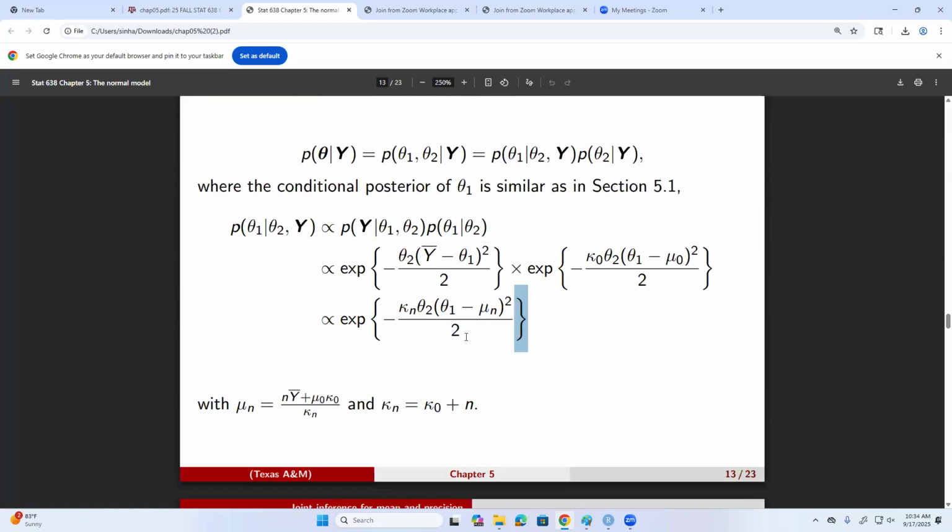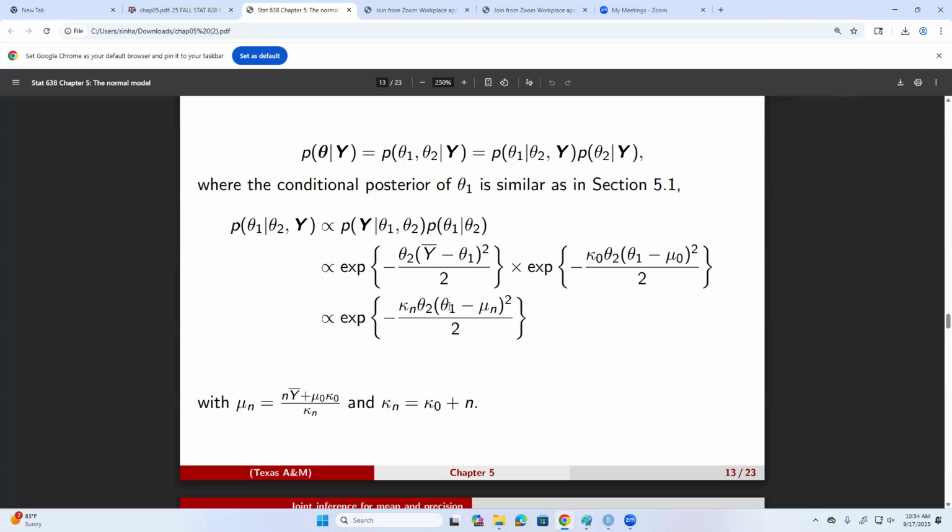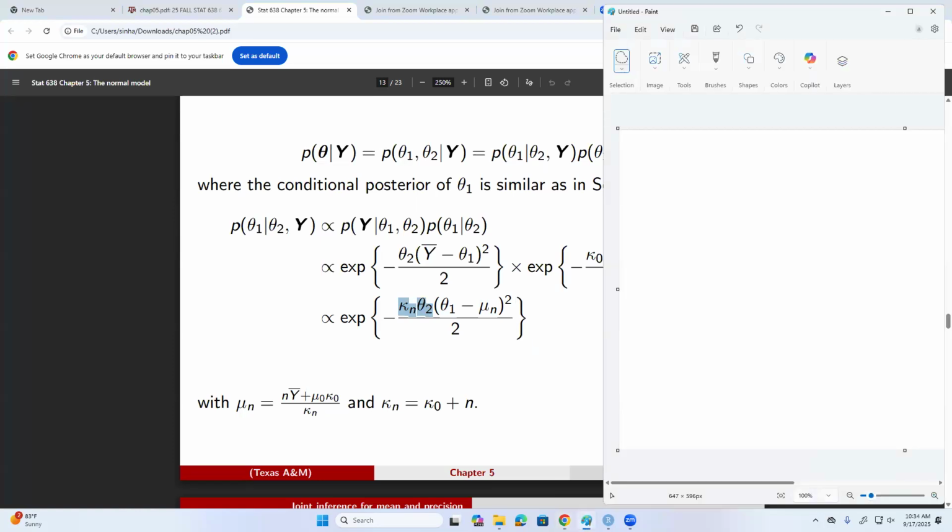So clearly, you see that theta 1, the conditional distribution of theta 1, is a normal density function, right? Conditional distribution is a normal density with mean mu sub n, and variance is 1 over theta 2 times kappa n. How do you know that?